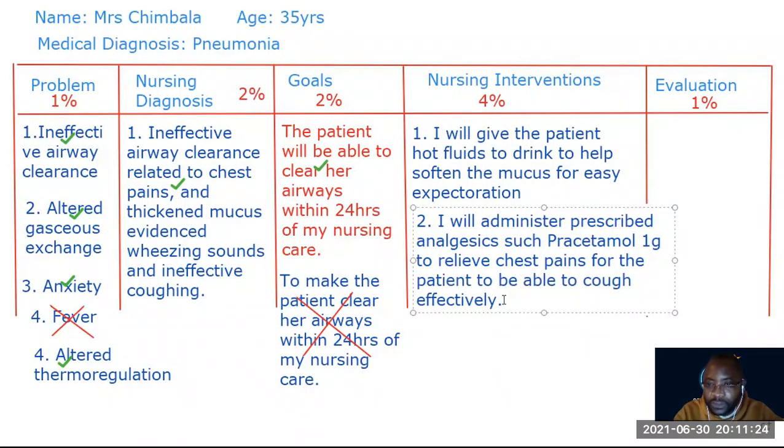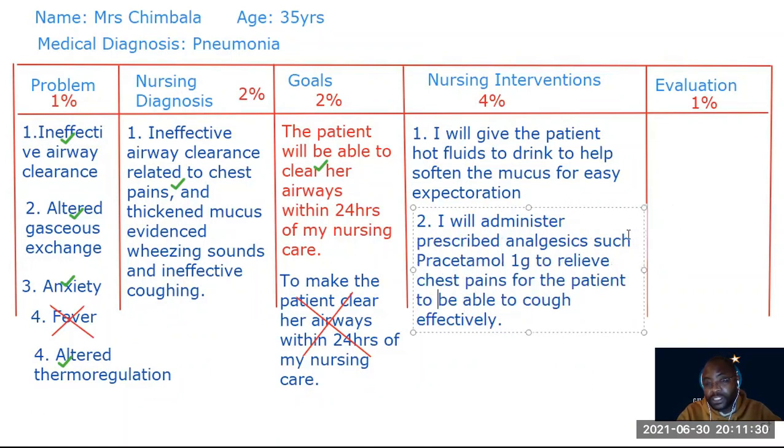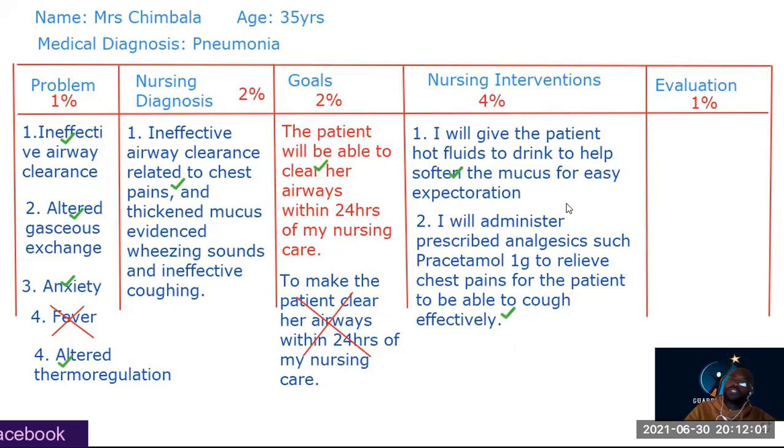able to cough effectively. Okay, so that's my rationale for giving an analgesic such as paracetamol. I want to relieve the patient of the chest pains that they have, so that they are able to cough effectively. So this is what I will do, and these are good nursing interventions.